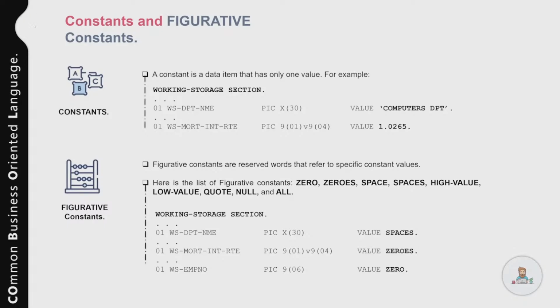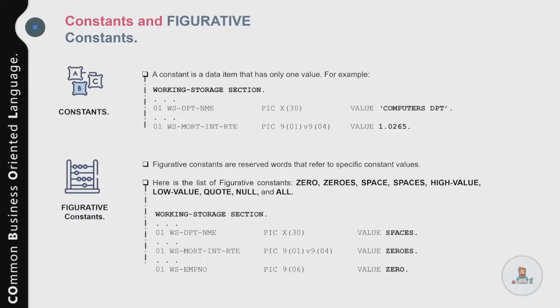And you can very well override the value of department name in your program during the execution. Similarly, you have mortgage interest rate variable. In this case, I've used figurative constant zeros. That means all the bytes, that is 5 bytes, will be filled with zeros. And for the last field, that is employee number, I've used figurative constant 0. That means my employee number will have 0 as an initial value.